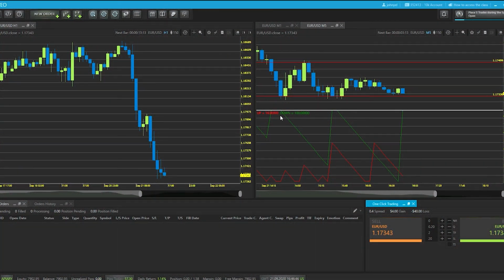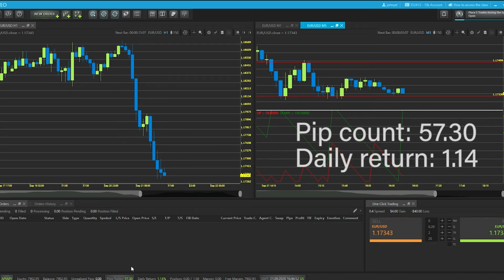And there we go, guys. Alright, so in one session of trading, we ended up collecting 57.30 pips with a daily return of 1.14. A 1.14% return is pretty darn good. And I mean, this is why I love trading, because where else can you get a 1% return on your money in a little over 60 minutes?